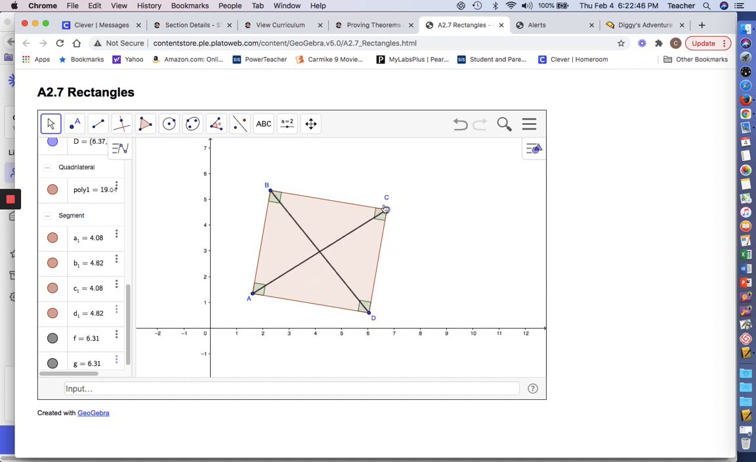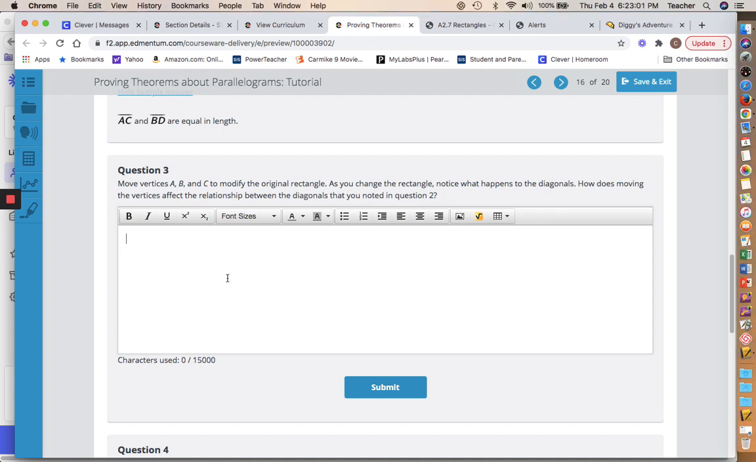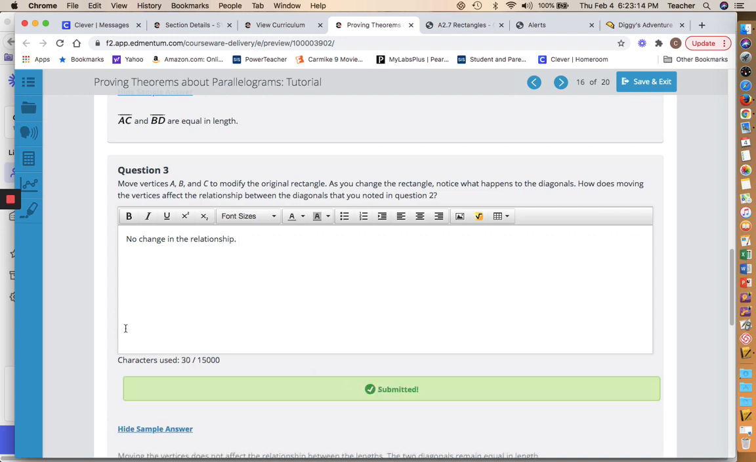Let me move C. Move D. Y'all, look, they're still the same. In this case, now they're both 6.62. So, no change in the relationship. They're going to stay equal. You guys are going to stay congruent.